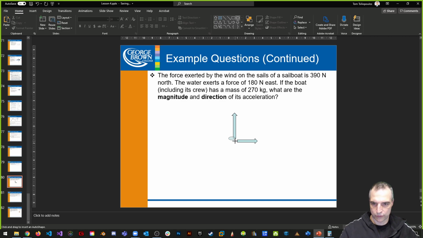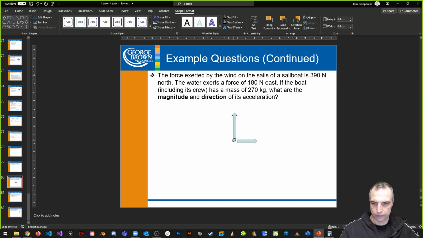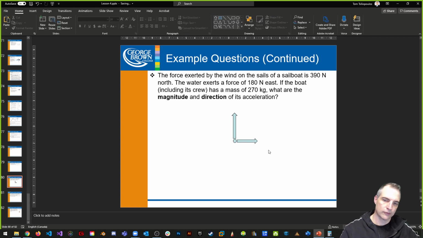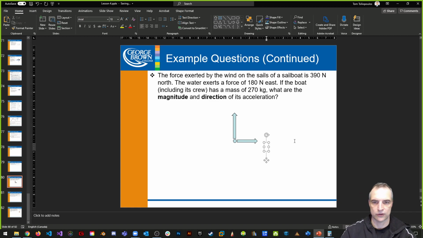And the reason why I want to draw the diagram, the free body diagram, is because that's what we do first. We draw the free body diagram first, right? And we start labeling the free body diagram. So we sit there and go, okay, I want to put the numbers where they're supposed to be. This should be 180 newtons to the east.